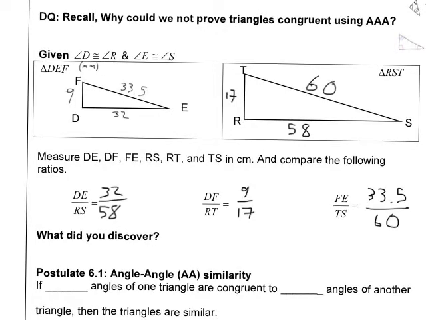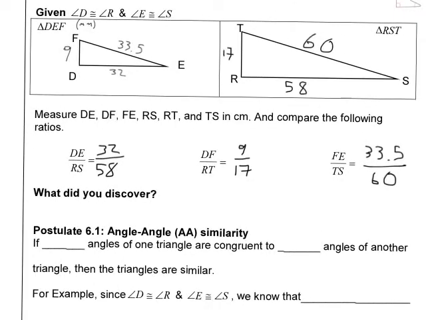Okay, so when I measured, I got 9, 32, and 33.5 millimeters, and here I got 17, 58, and 60 millimeters. Now granted, my measurements could be a little bit off because of human error, but when I plug in my ratios, I get 32 over 58, 9 over 17, and 33.5 over 60. If you were to plug these into your calculators, you'd get numbers that are really close. They won't be exact because, again, human error in measuring, but they are close enough to show that, in fact, these two triangles are similar.